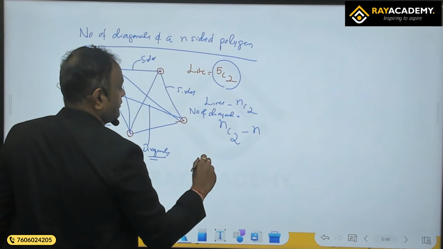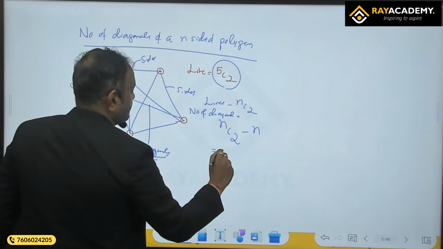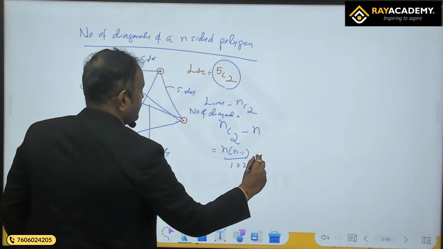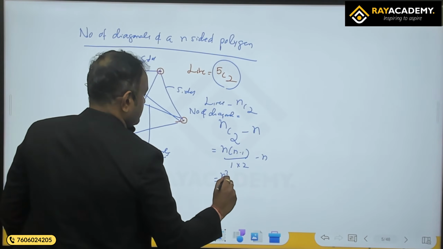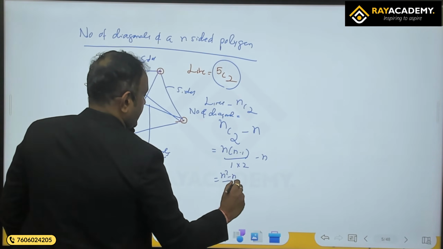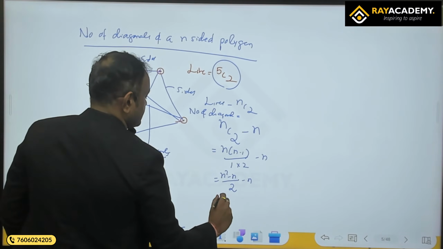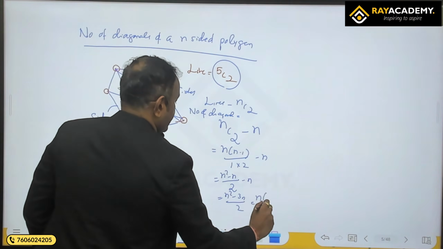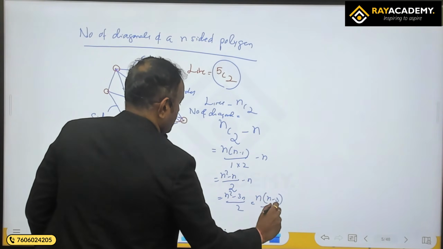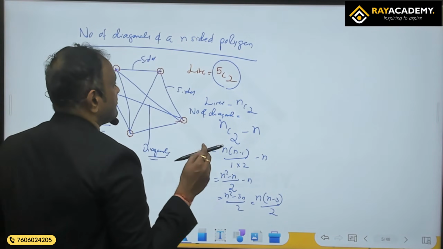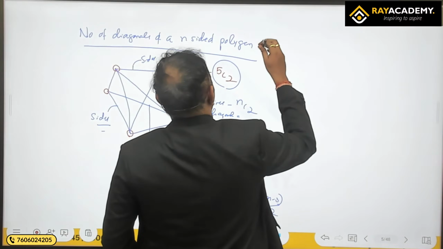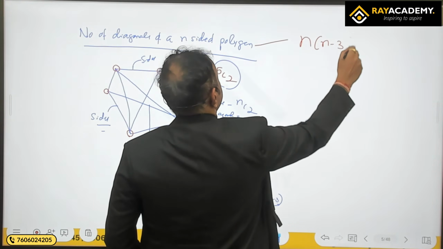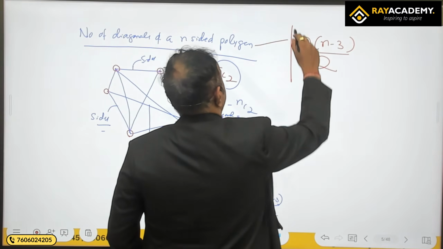nC2 minus n. Okay, so formula if you put n into n minus 1 by 1 into 2 minus n, or you can say n square minus n by 2 minus n. So it is n square minus 3n by 2. This is n into n minus 3 by 2. So you can remember this as a formula. Number of diagonals from an n-sided polygon will be n into n minus 3 by 2.